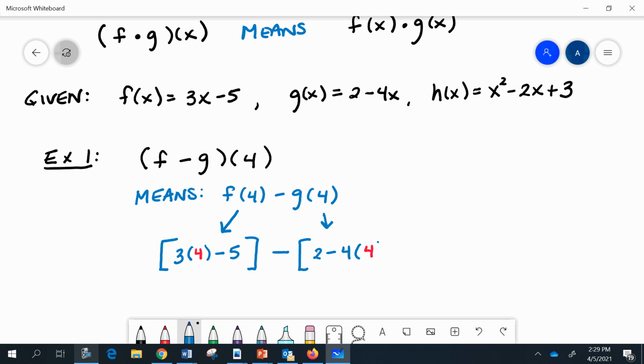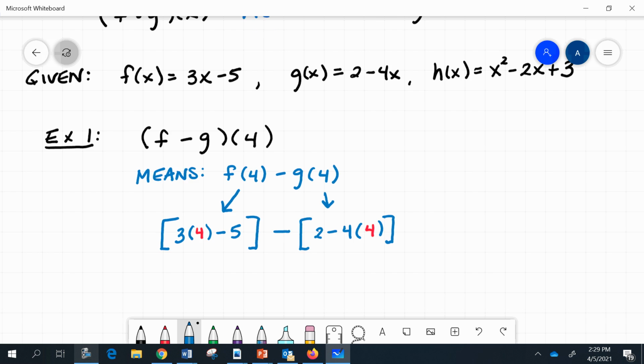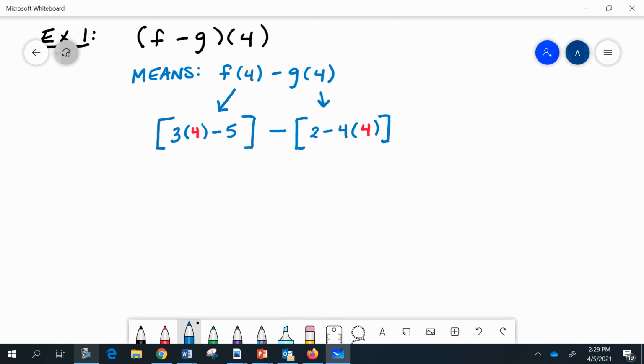Really what I'm looking to do is figure out what f of 4 equals and what g of 4 equals. Here's what f of 4 is. Here's what g of 4 is. And then at the very end, I subtract. That's the structure of how this is going to go.